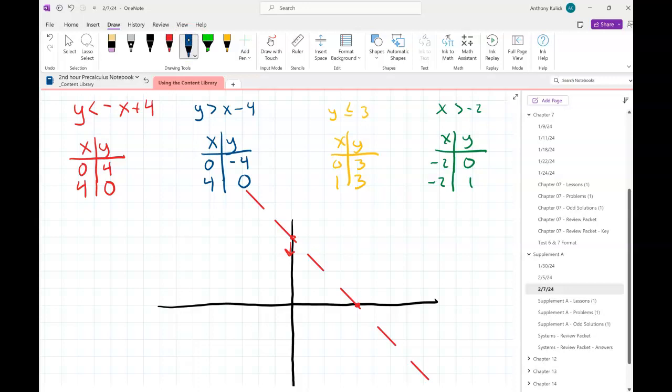Okay, my next one is 0, -4. 1, 2, 3, 4. And then 4, 0.